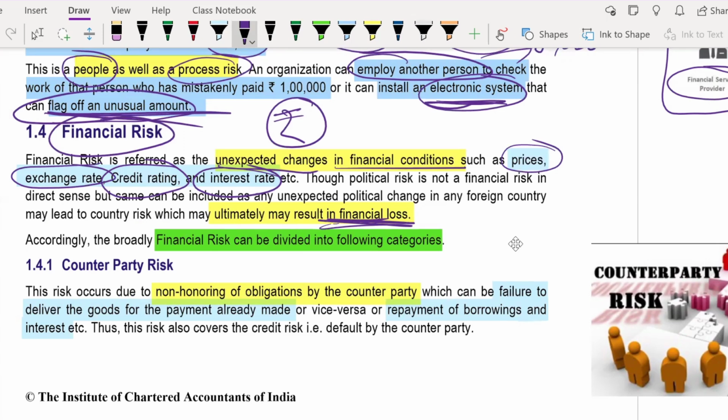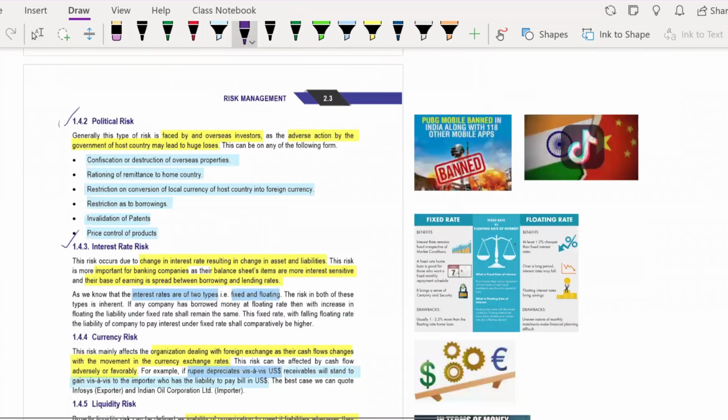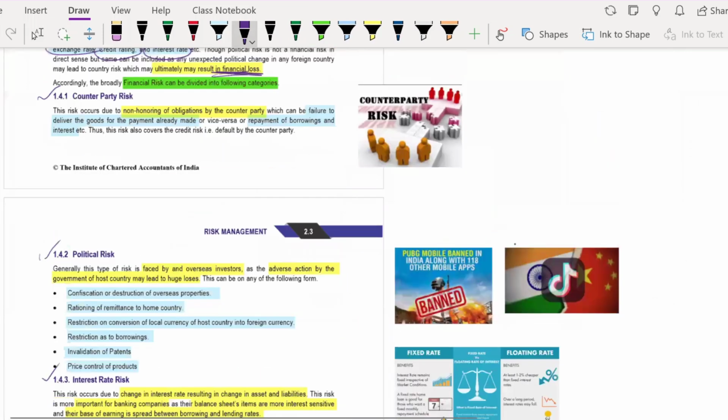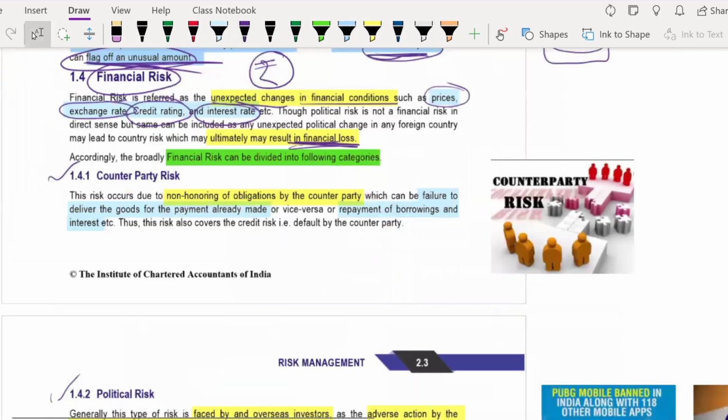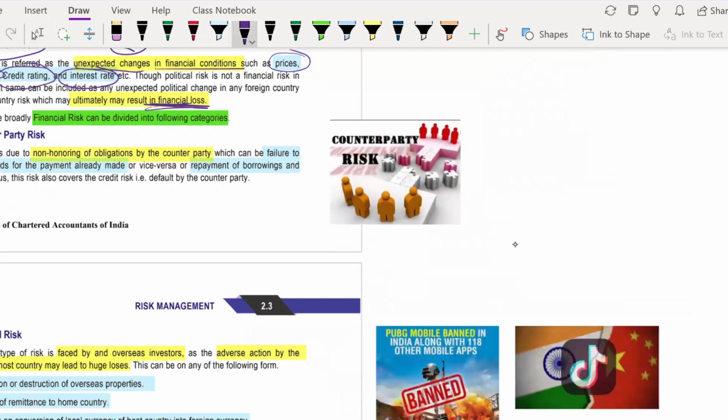of the company. Yes. So now here what has happened is they have divided this financial risk into 5 parts: counterparty risk, political risk, interest rate risk, currency risk, and liquidity risk. So they have given 5 subdivisions of financial risk. So starting with the first one, here they tell you that you have a risk from the counterparty, that is, from the opposite party you have a risk.